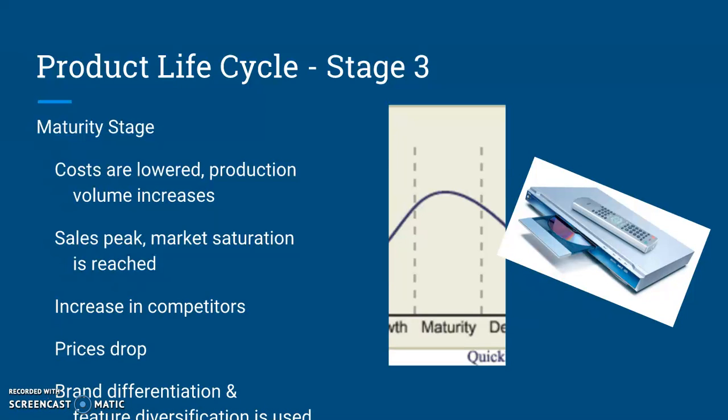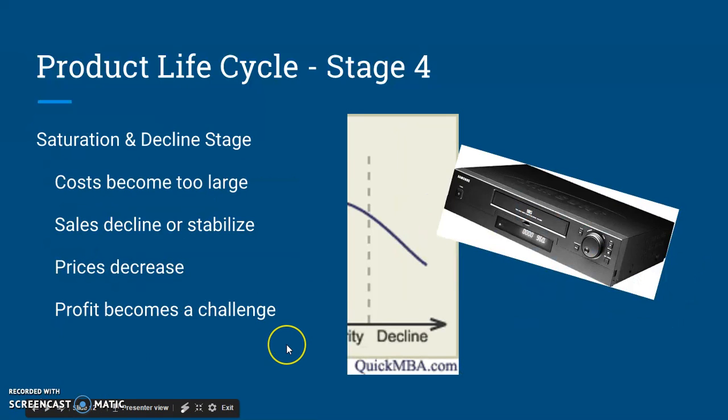And then there's also brand differentiation because of the increased competitors, which is going to feature diversification. So brand differentiation and diversification is going to be used in an attempt to try and generate those sales and keep the product in the growth stage. But when all comes to be said and done, eventually any and all product is going to reach the maturity stage and then followed by finally the decline stage.